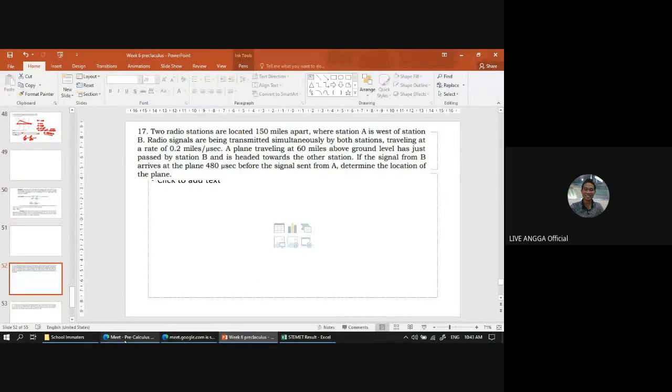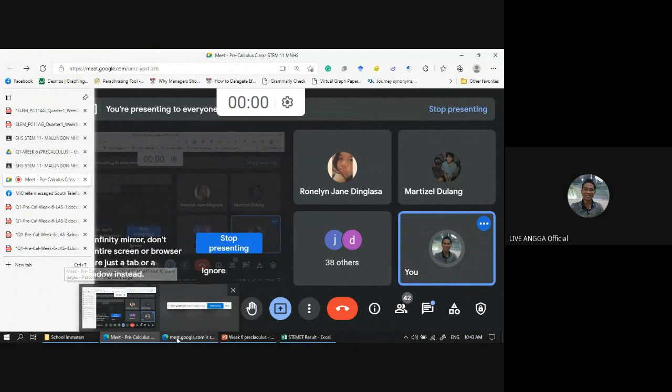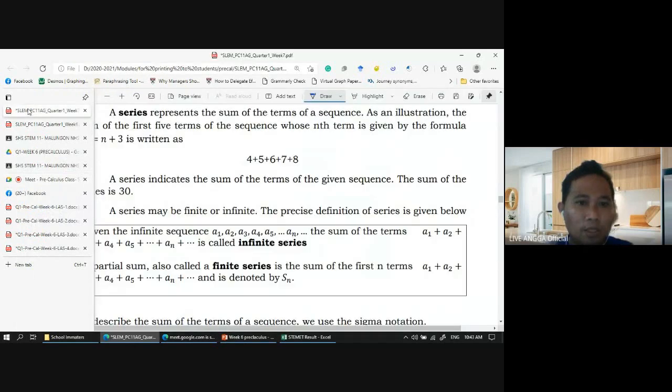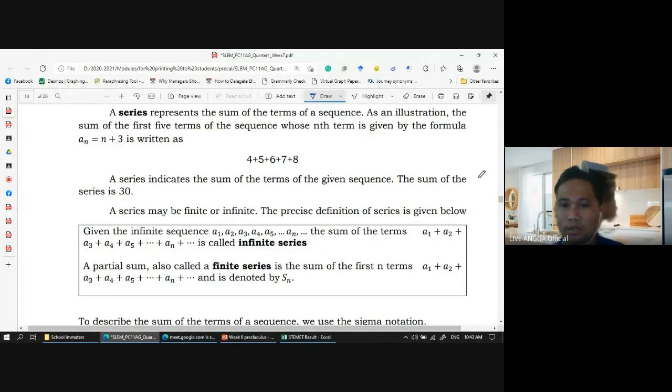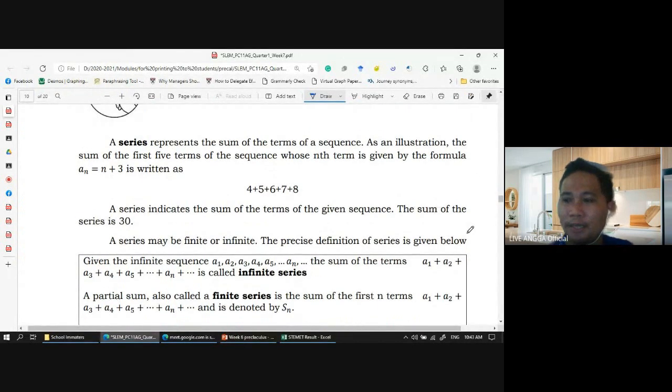So let's go back to our, saan na ba yun? Module 7. Module 7. 42 lang kayo ba? Kunti lang kayo masyado. Saan na yung iba? Nag-partner-partner ang uba? I mean, nagsabay? Naay nagsabay.